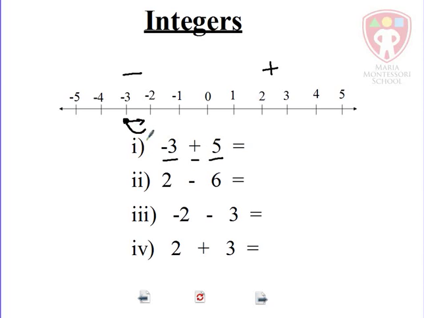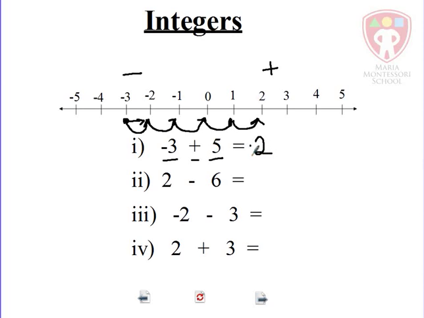So when we start here, 1, 2, 3, 4, and 5. And the answer is where we are going to end up on the number line. So in this case, we end up on +2.